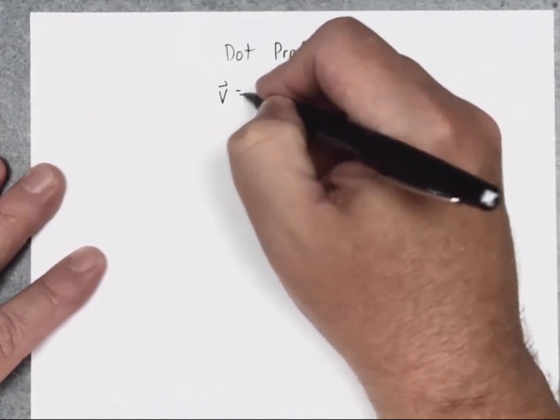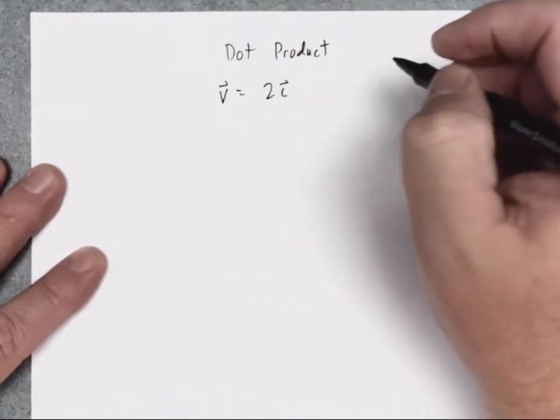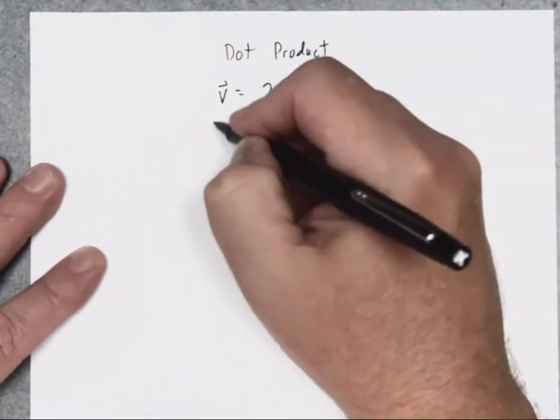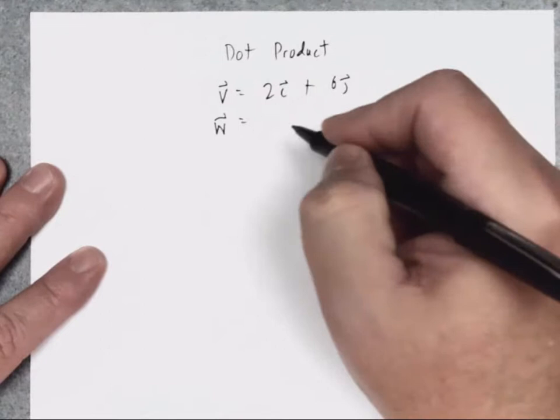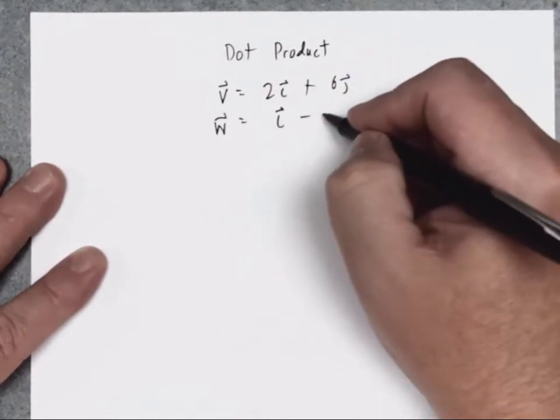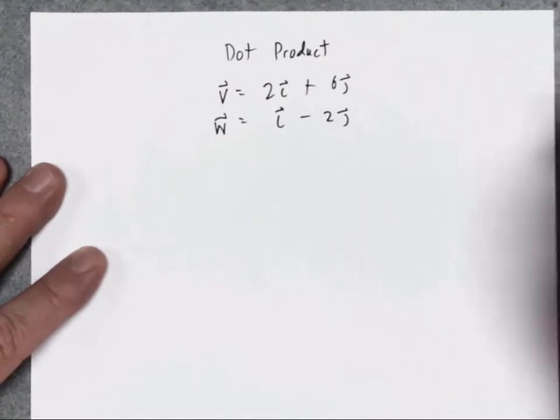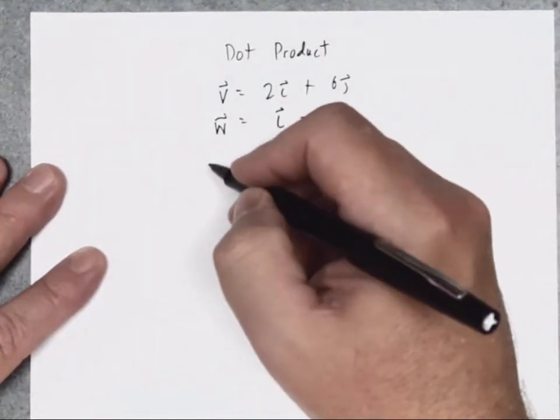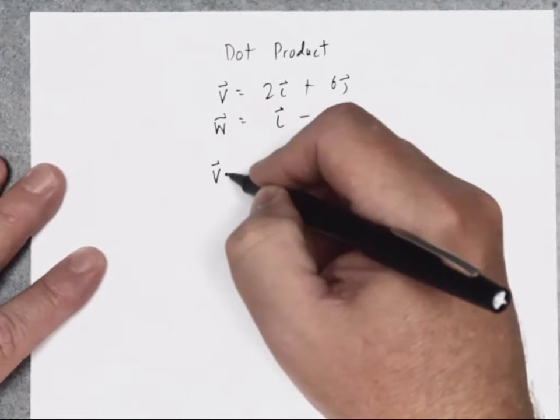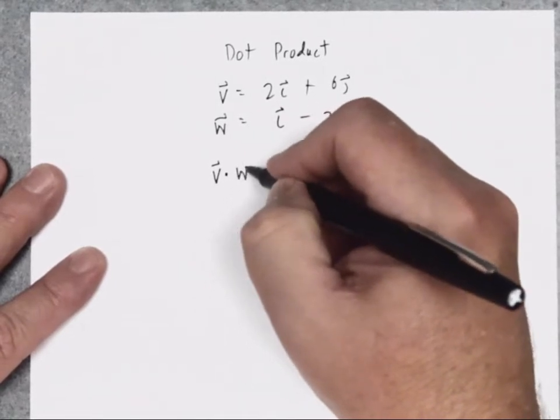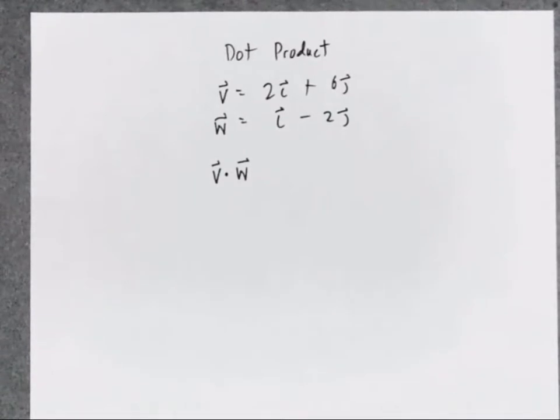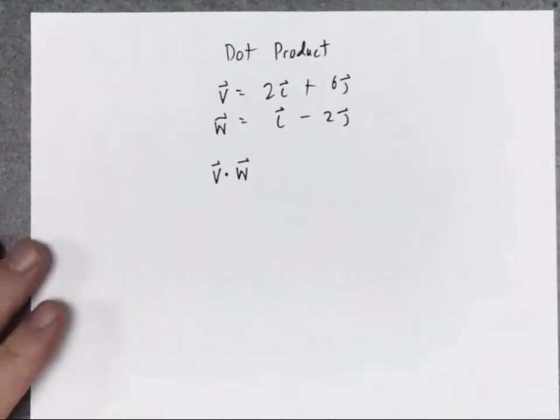if I give you two vectors, vector v is 2i plus 6j, and then vector w is i minus 2j. To multiply them, we don't call it multiply, we call it taking the dot product. It looks like a multiplication sign. So we say the dot product of vector v and vector w.